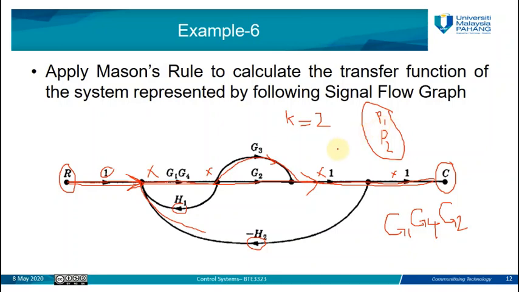For the gain of forward path number 2, we said it is the same, the only difference is here. So G2 will be replaced by G3. So it will be G1, G4, and G3. Then we have here 1, 1. When you multiply by 1, the gain does not change. So this is the forward path gain of number 2.